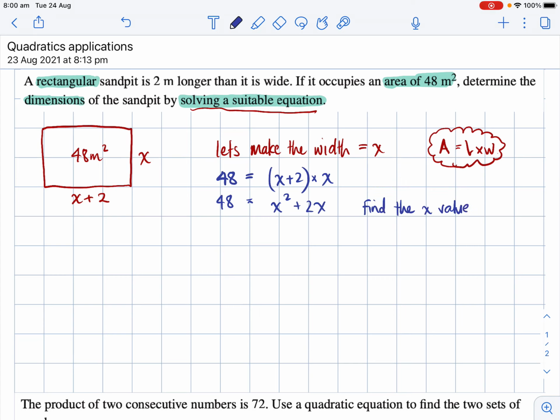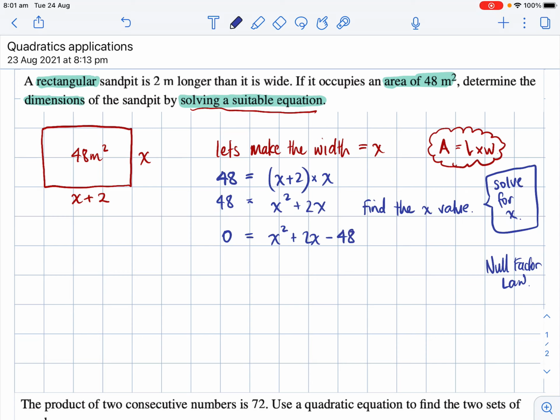So in maths terms, what does that mean? It means solve for x. And how do we solve a quadratic equation? We use the null factor law. Now my problem at the moment is I don't have a null. So let's actually start this off by getting a 0 on the left hand side. And now I have my null.